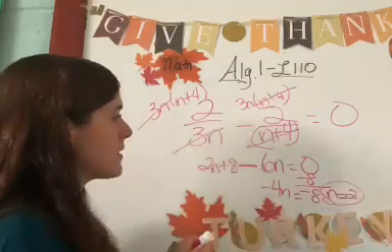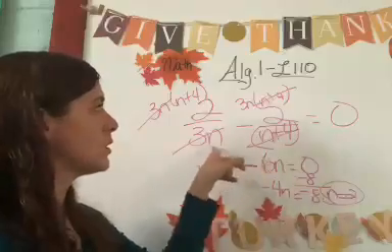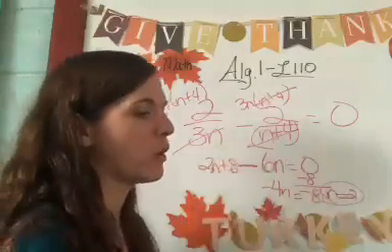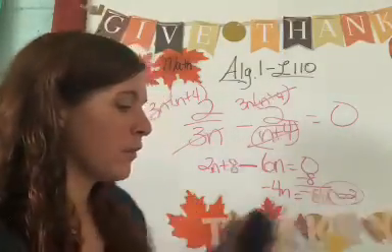Okay? I have it in my denominator. Well, 3 times 2 does not equal 0, and 2 plus 4 does not equal 0, so you're good to go. Okay? Look at number 5.